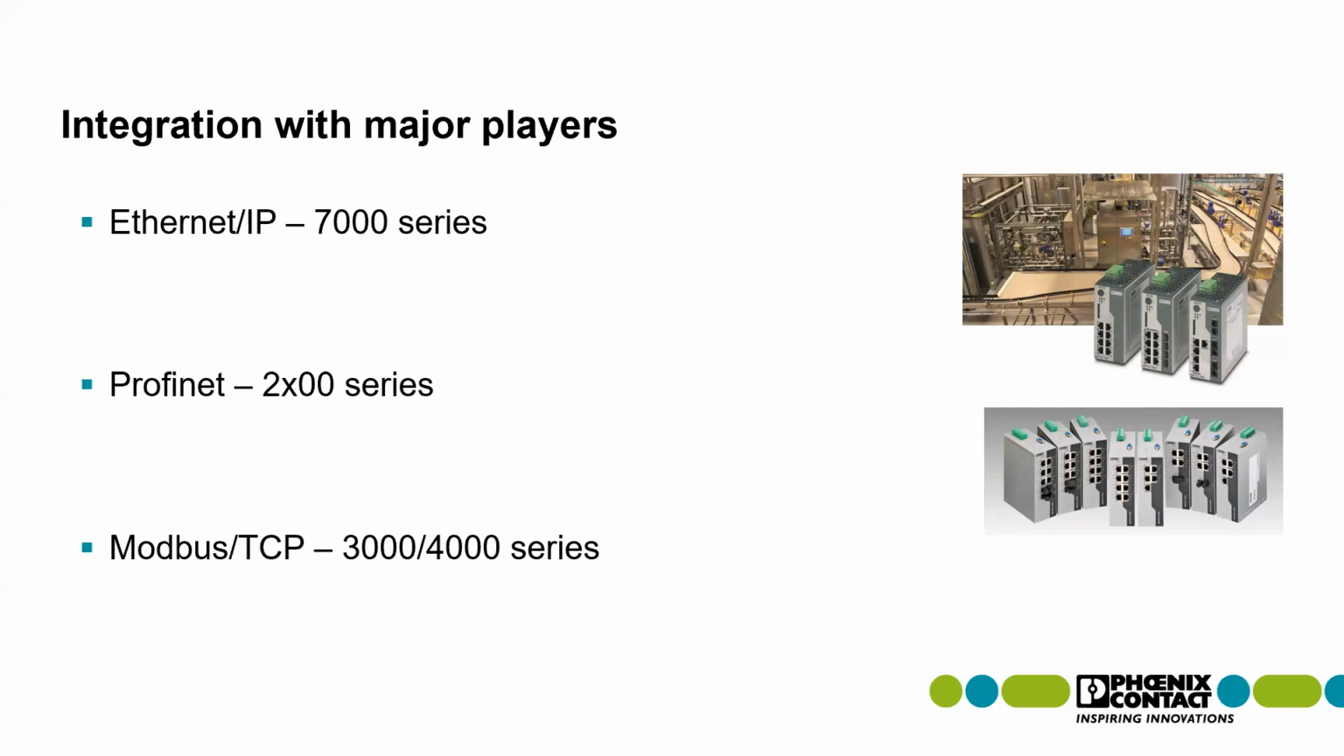I mentioned Phoenix Contact has these. Again, we're not the only one who does, but kudos to us. We integrate the three key players, at least that we currently see in the North American market, into different switch lines. So for that Rockwell EtherNet/IP centric platform, we have the 7000 series. For PROFINET and Siemens, we have the 2000 series. And for Schneider and that Modbus TCP, we have the 3000 and 4000 series. Modbus, I think, is a lot more infrastructure focused. It's not used quite as heavily on the factory floor, but I still wanted to put it here for the sake of completeness.